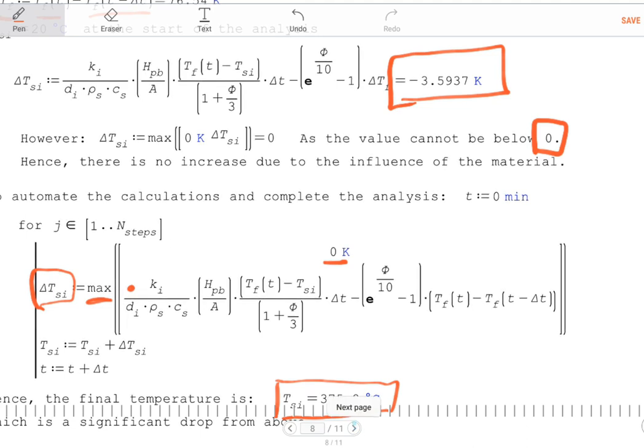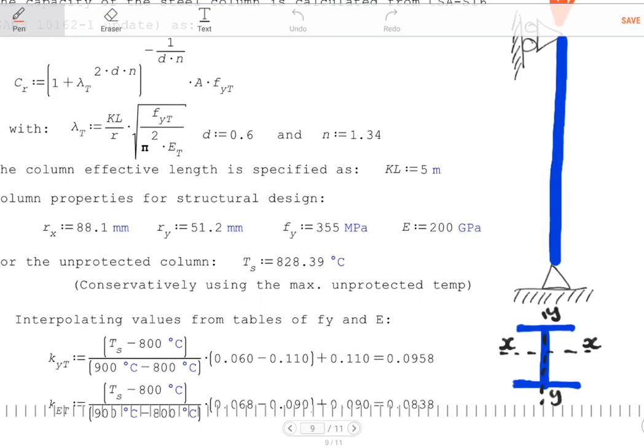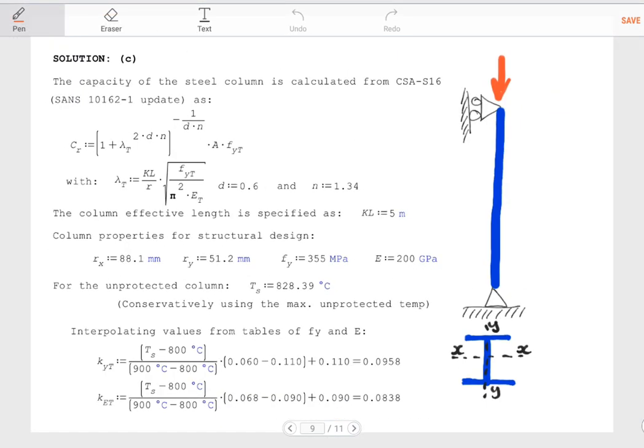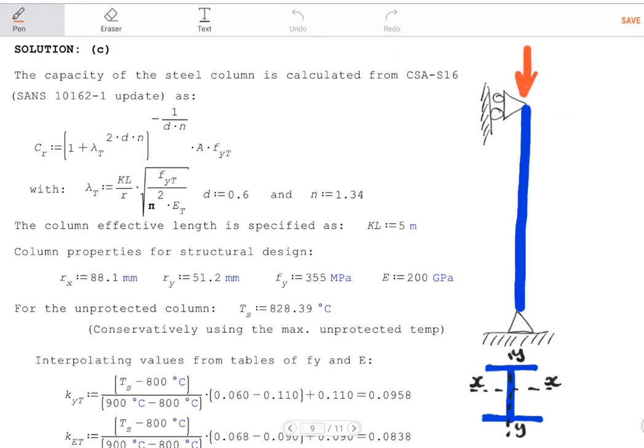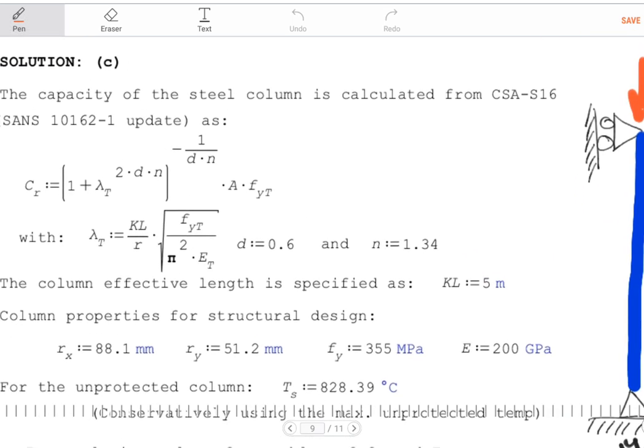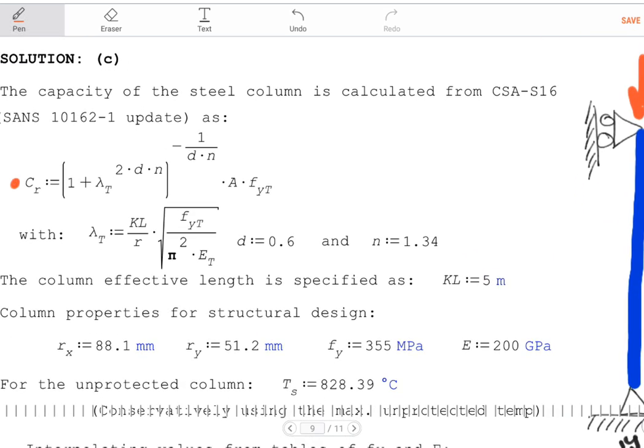a significant drop. That's a big drop relative to what we had above in terms of capacity, which you will see now. Because now we're going to continue on to how we actually design and calculate the capacity of the steel column. We're going to be using the CSA, the Canadian Standards S16, to do the calcs. And that is simply because the South African codes, SANS 10162 Part 1, are based upon those codes for steel design. And the compressive resistance of a column is given by the equation shown there.